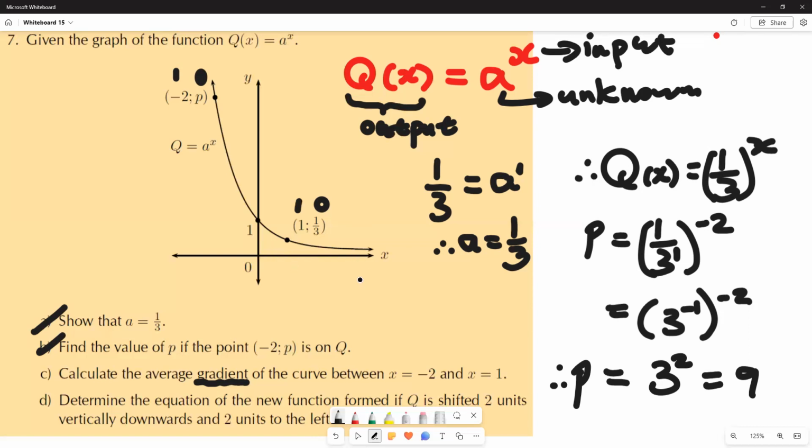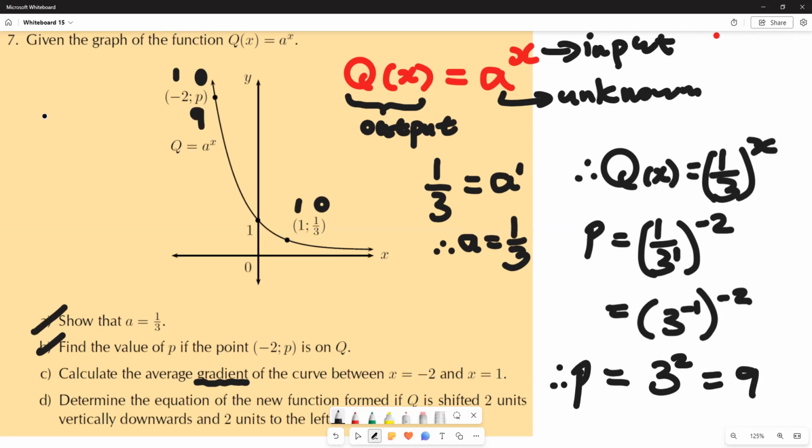So we need to know what happens at x = -2 and x = 1. In this case, I don't have to worry about finding the y values because I see that when x is 1, the y value is 1/3. But let's say I didn't have the points and they were just giving me the x coordinates. I would substitute them into the function to get the corresponding y value. But in this case, I'm sorted. P here is 9, so I can see that -2 is going to go with 9.